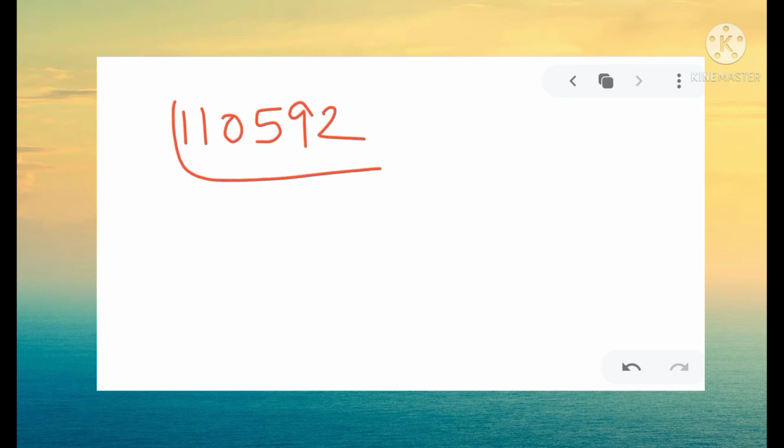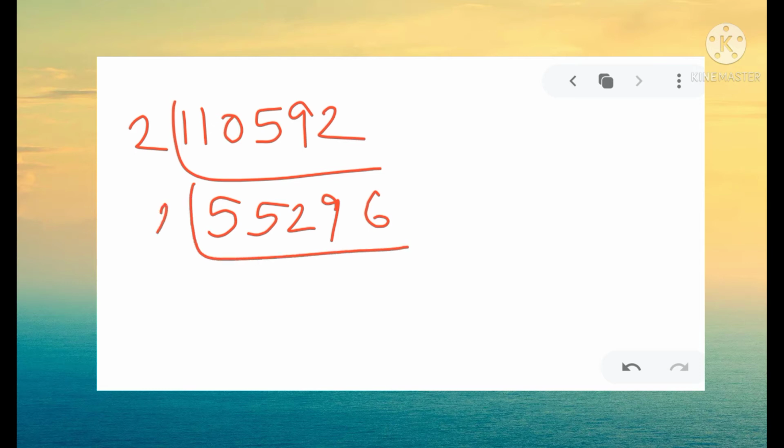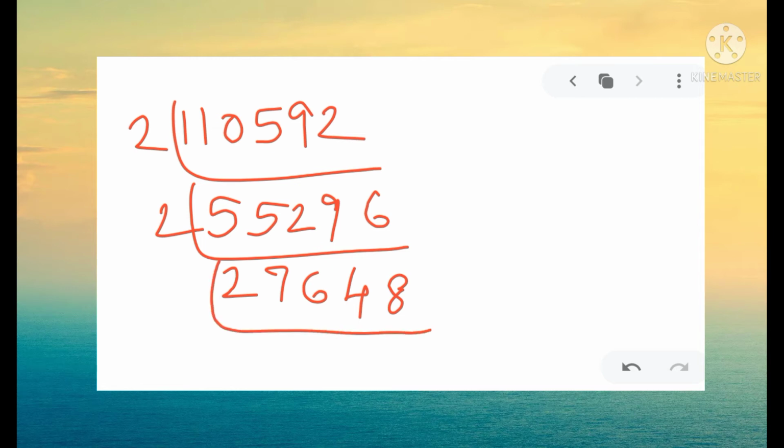Then which is the next question? 110,592. Since it is an even number, we can divide it by 2. 5 2's are 10, 5 2's are 10, 2 2's are 4, 9 2's are 18, 6. Again by 2, 2's are 4, 15, 7 2's are 14, 6, 4 2's are 8, then 16, 8 2's are 16. Again by 2, 1 2's are 2, 3 2's are 6, 8, 2, 4.